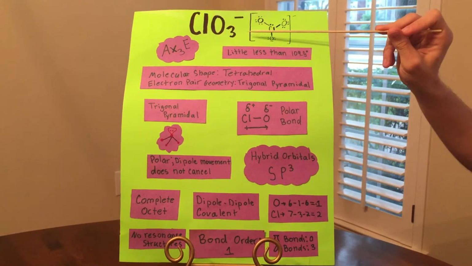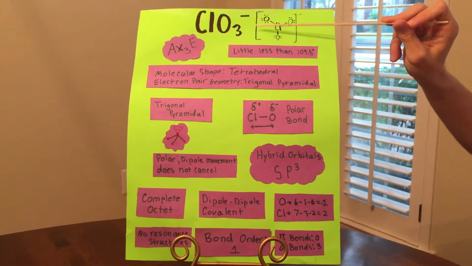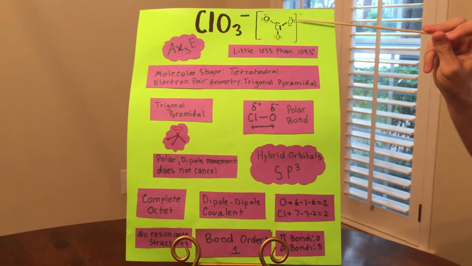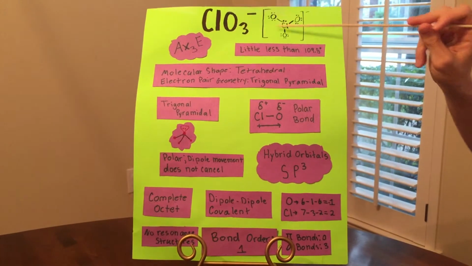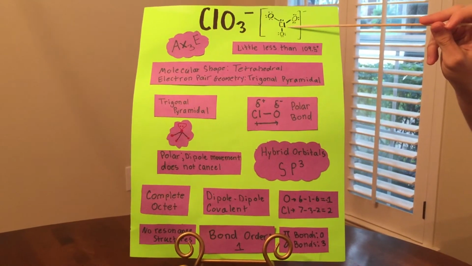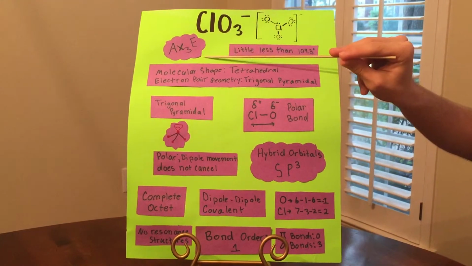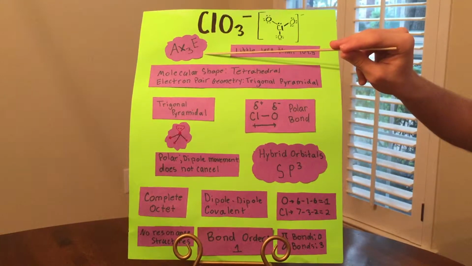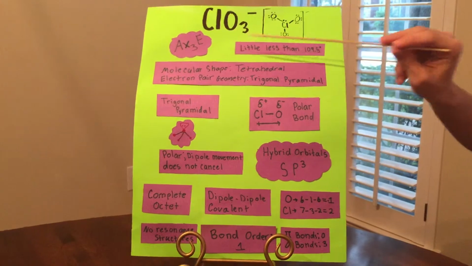The molecule is ClO3⁻. This is the Lewis dot structure with 3 O's surrounding the chlorine. The VSEPR formula is AX3E.